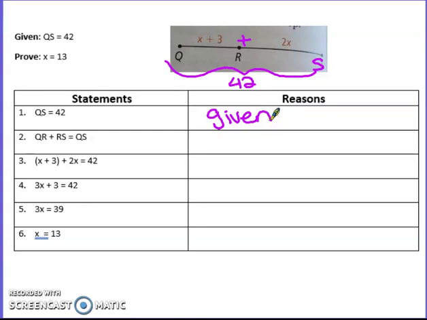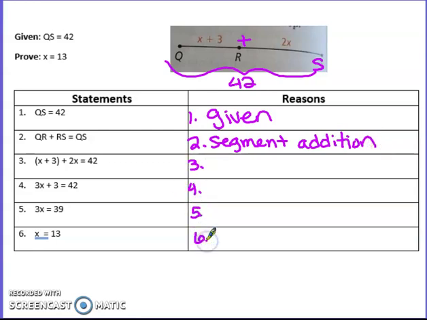Now, for the second one, QR plus RS equals QS. If I look at my problem, QR is my first endpoint to the middle, and then RS is the middle to my second endpoint, where QS is the whole thing. So, in this case, this is just segment addition. You need to tell people that you need to take both parts of the segment and add them together to get the full length of the segment. But we're not starting with numbers. They need to understand that there's letters to a segment. It is segment QR plus segment RS.